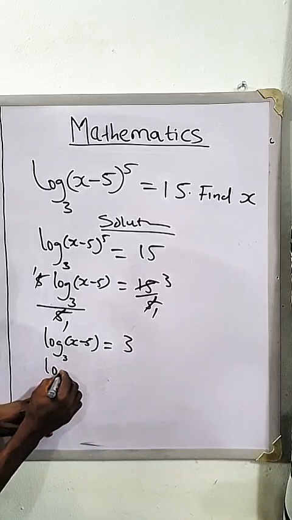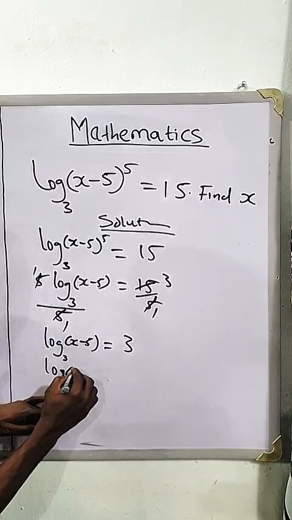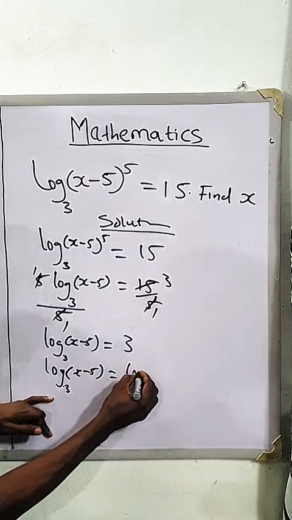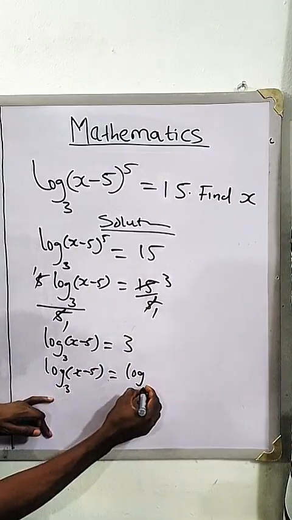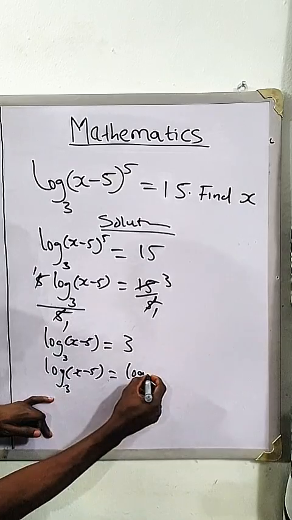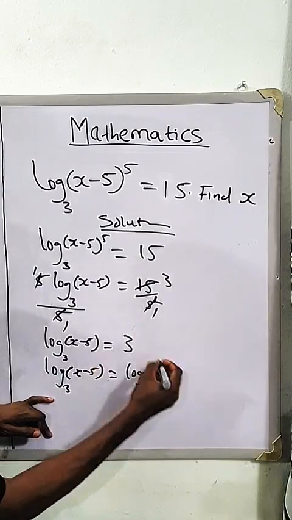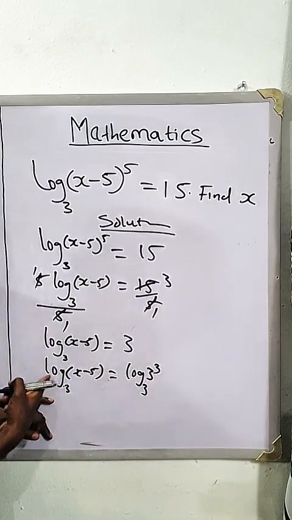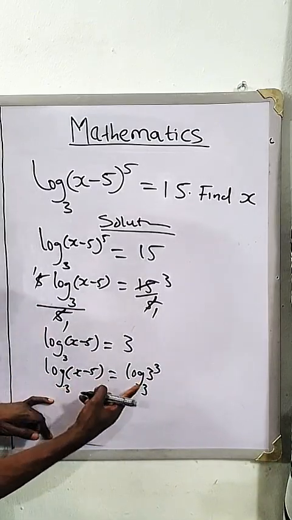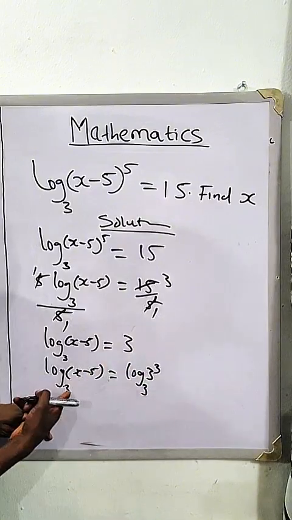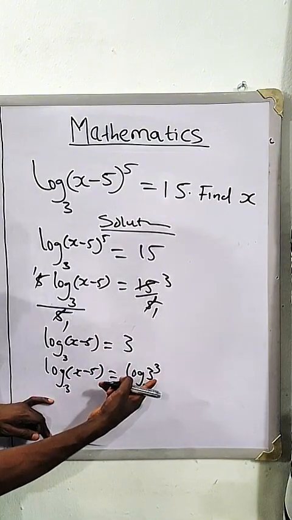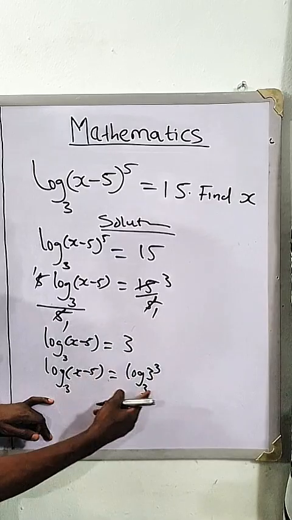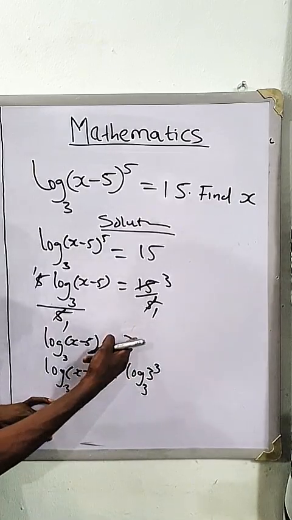We'll write again log of (x minus 5) in base 3 is equal to log. What is the base? The base is 3. You say log, the base, which is 3, raised to the power of this 3. Remember that is base 3. So log (x minus 5) is equal to this 3. Now you use the base, which is 3, and raise it to this 3. That means you write this base raised to the power of this 3 in log.